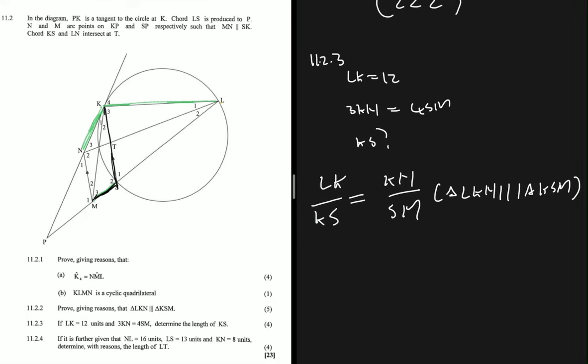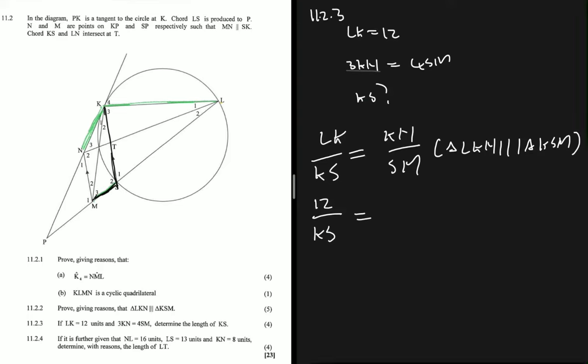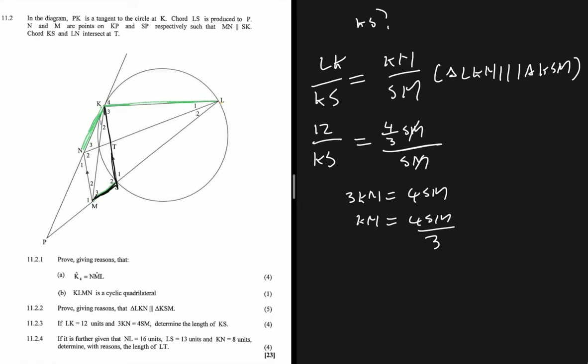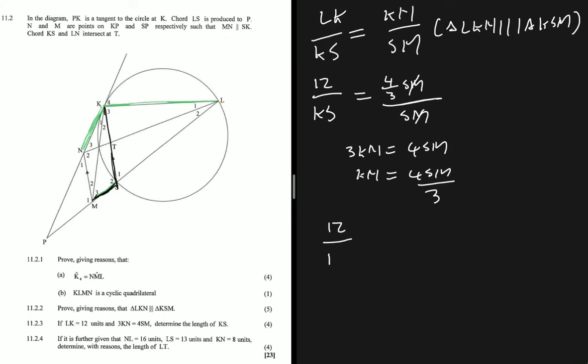So what is the length of LK? The length of LK is 12. What's the length of KS? It's what we are interested in. And this is all equal to, what is the length of KN? KN is given, it is said that 3KN is equal to 4SM. So if we make KN the subject of the formula, we're going to get KN equals 4SM divided by 3. So in place of KN, we're going to have 4 divided by 3 SM, and then everything divided by SM. So SM and SM are going to cancel out. We're going to be left with 12 divided by KS equals 4 divided by 3.